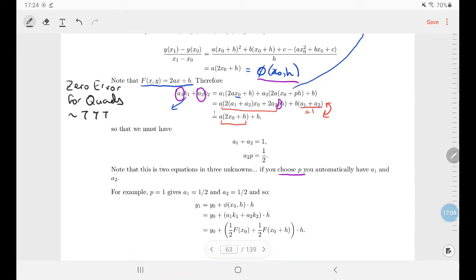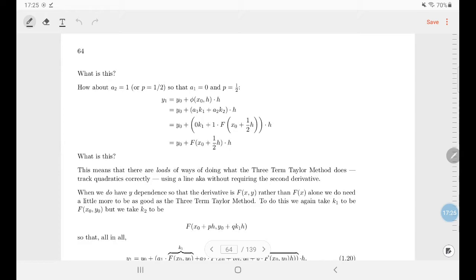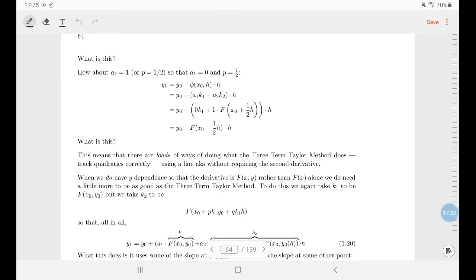So here you get things. If p equals 1, you end up with a1 is a half and a2 is a half. That means you use the start, and p equal to 1 means the whole way across. If you pick a2 equal to 1 or p equal to half, you end up with a1 is 0, so you only use 1 point. This is called the midpoint. This means there are loads of ways of doing what the 3-term Taylor method does, tracking quadratics correctly with 0 error, without the second derivative.